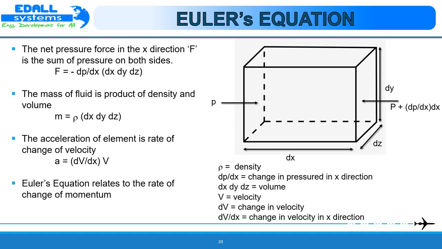Euler's equation relates to the rate of change of momentum. It is important to keep in mind the assumptions utilized in obtaining it: we neglected friction and gravitational force. Hence, when we substitute F equals m times a, we get dp equals minus ρ v dv.